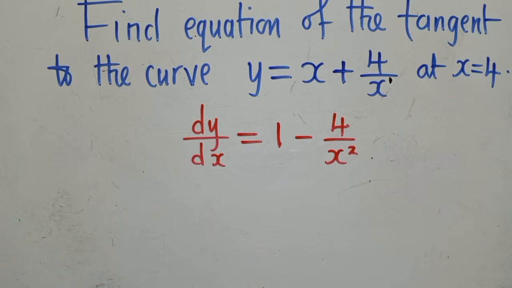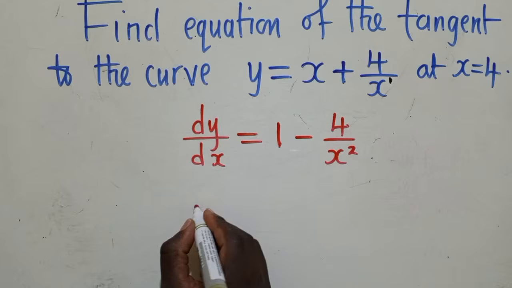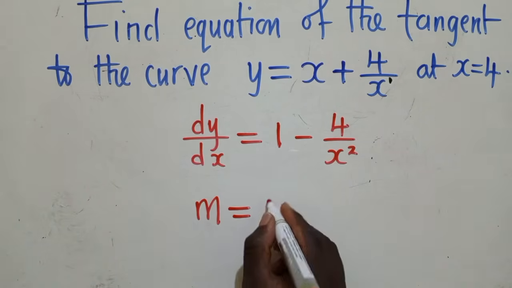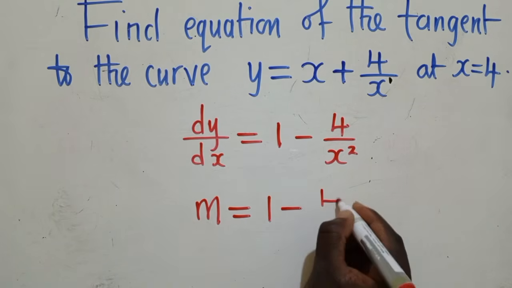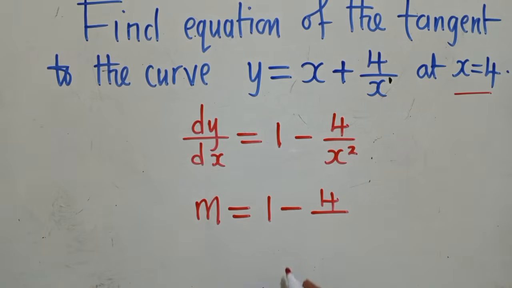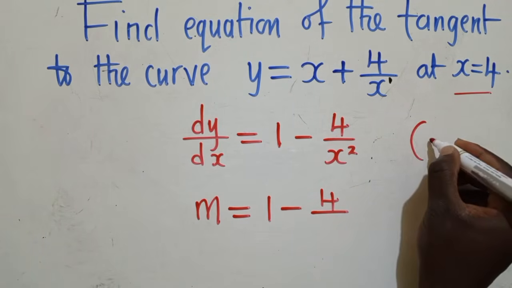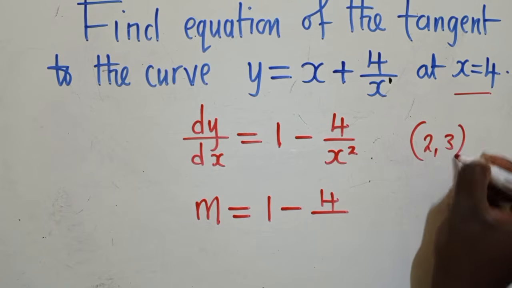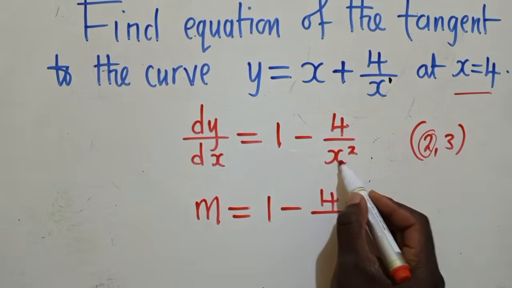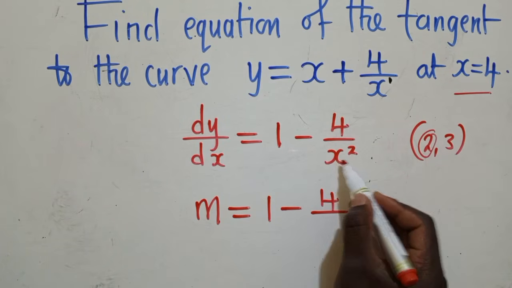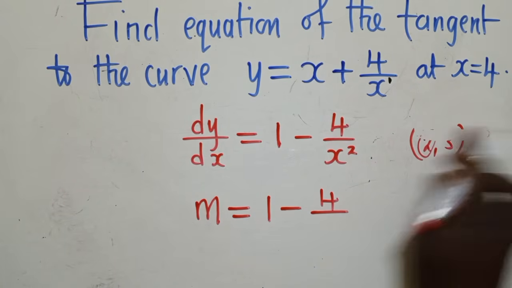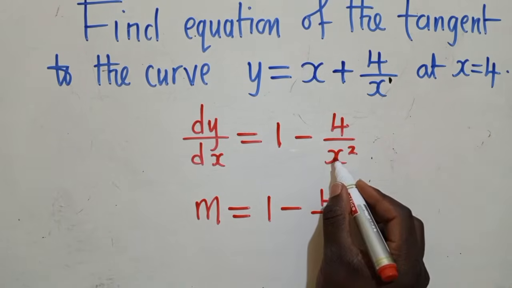The next thing we need to do is to say, what is our m? We know that gradient is denoted using the letter m. So we write 1 minus 4 over x squared, and where there is x, we substitute the value 4. If you are given coordinates, let's say you've been given (2, 3), you just get the x value and substitute it. Lucky for us, we've already been given the value of x, which is 4. So we just substitute it here.